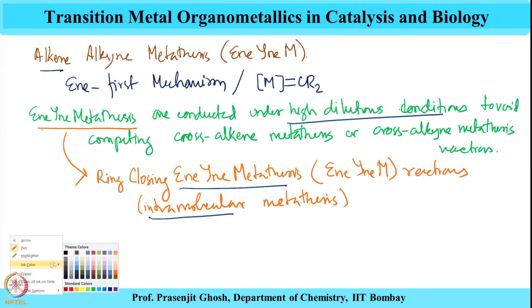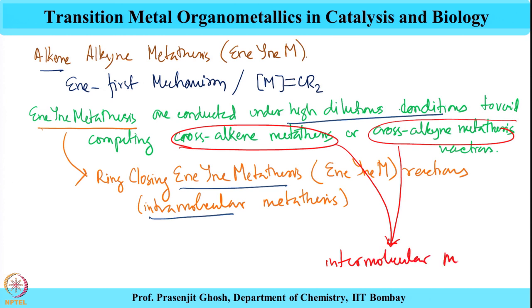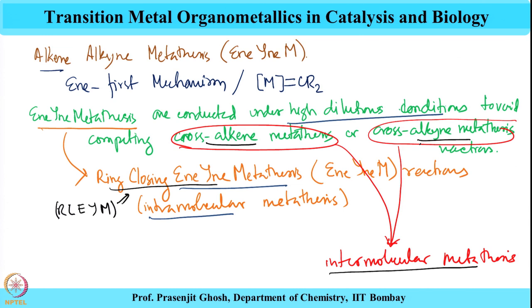So, other cross metathesis reactions which have been suppressed by these methods are, for example, cross alkene metathesis and cross alkyne metathesis, both of these intermolecular metathesis reactions. So, it is no surprise that in order to suppress intermolecular metathesis reactions like cross alkene metathesis and cross alkyne metathesis, this ring closing Ene Yne metathesis, or RCEYM in short, which is an intramolecular reaction, is carried out under high dilute conditions.